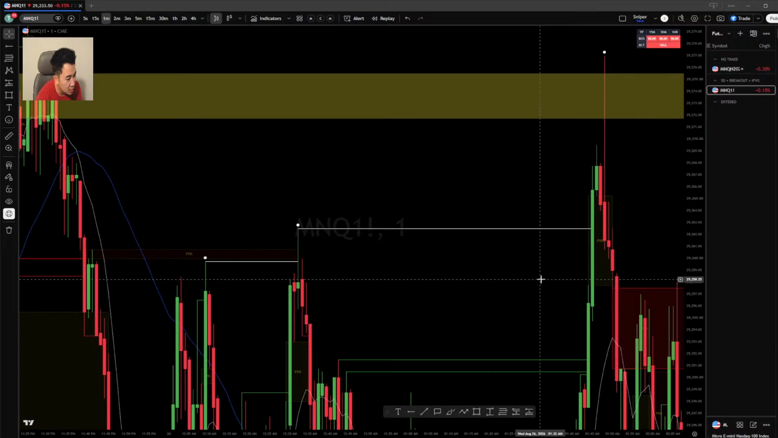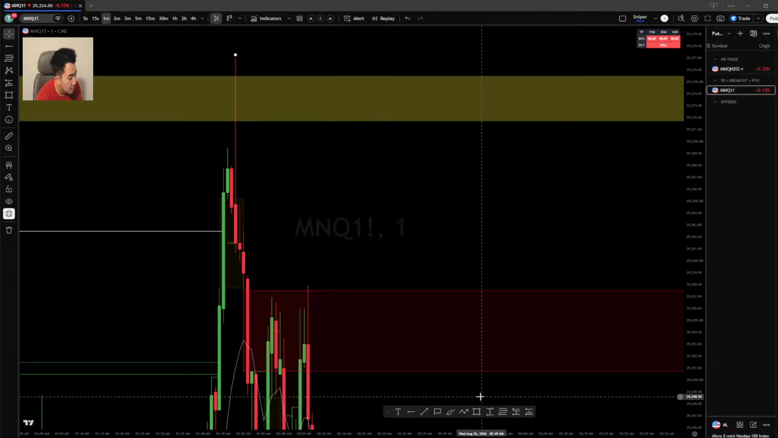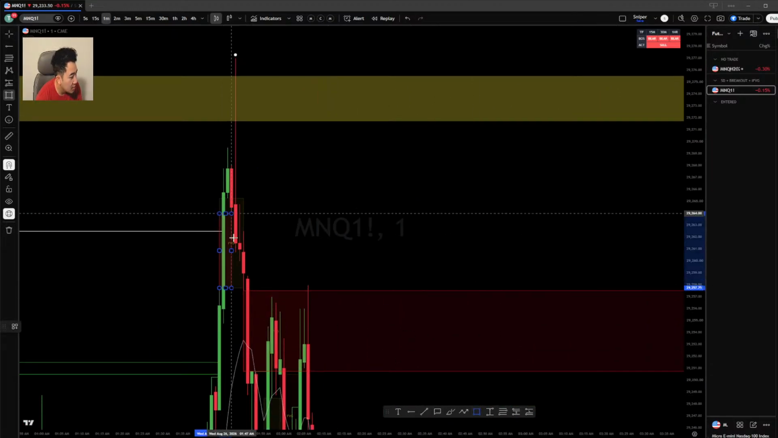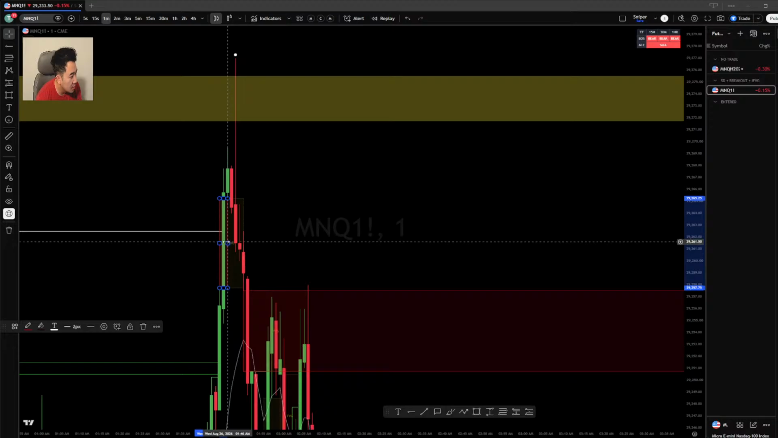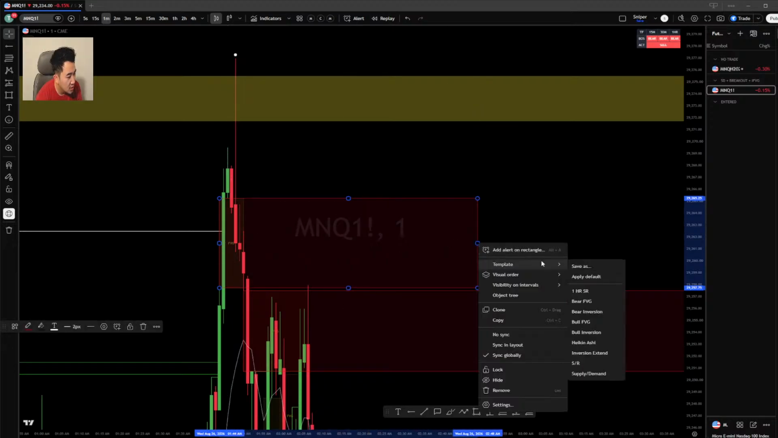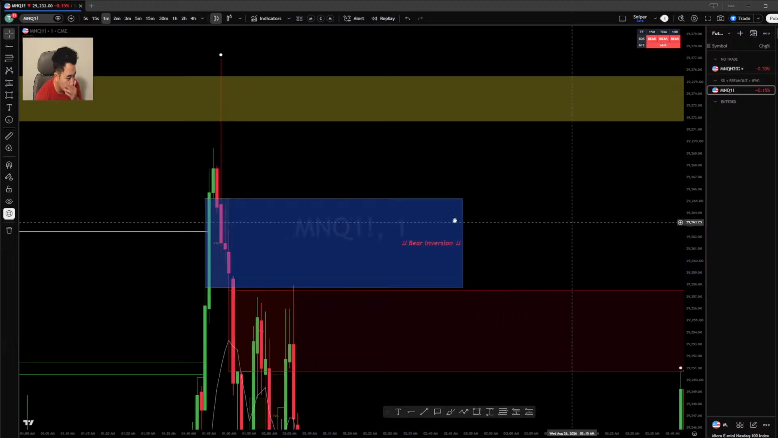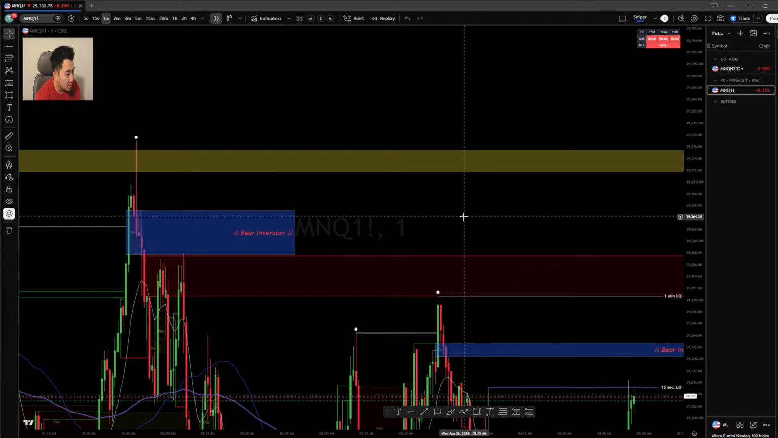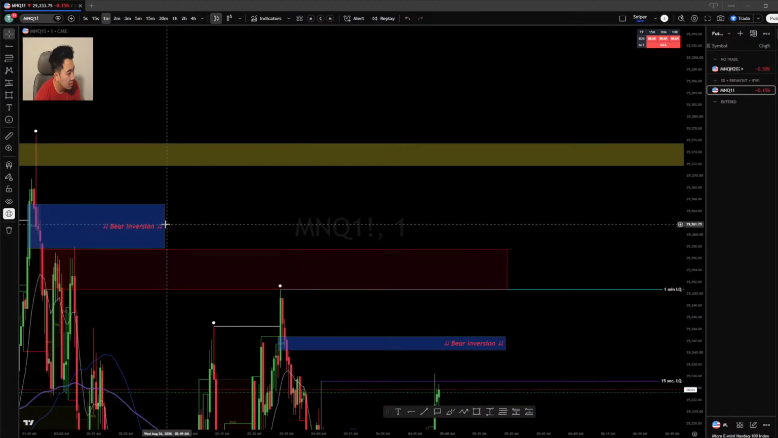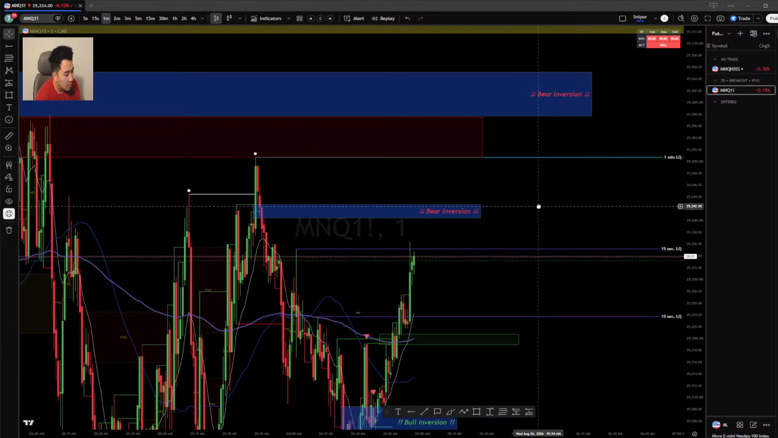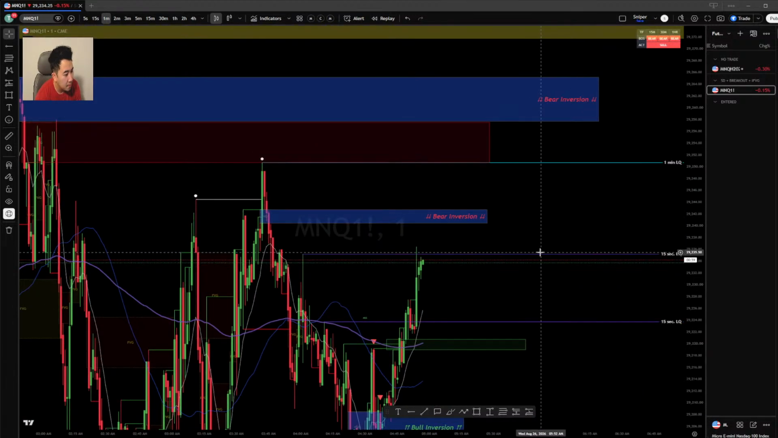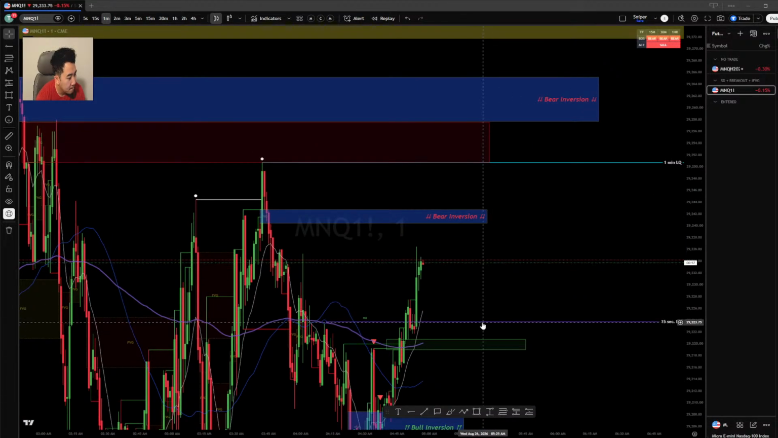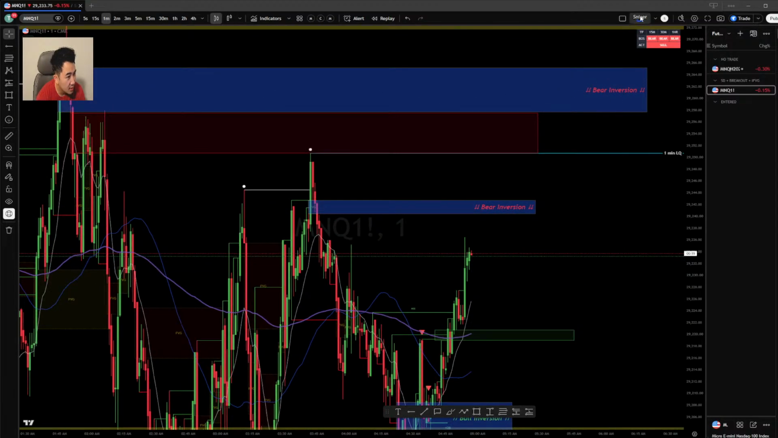Bullish inversion. Broke back down. That would delete it. Alright, so this one here is a bearish FVG becomes bullish inversion. Sorry, bullish FVG becomes bearish inversion once price breaks through it. There you go. Just delete these areas here. Don't need them anymore.